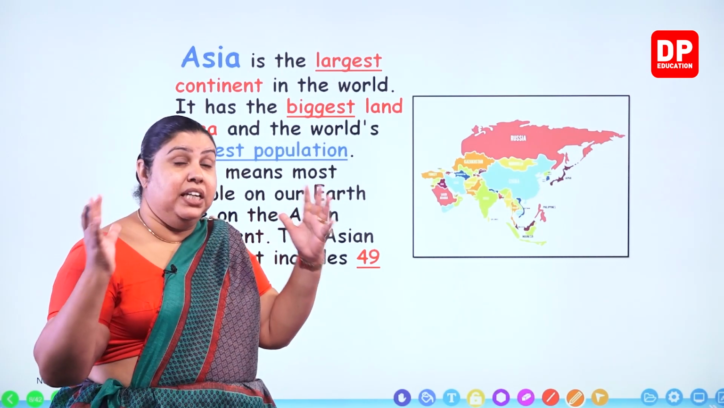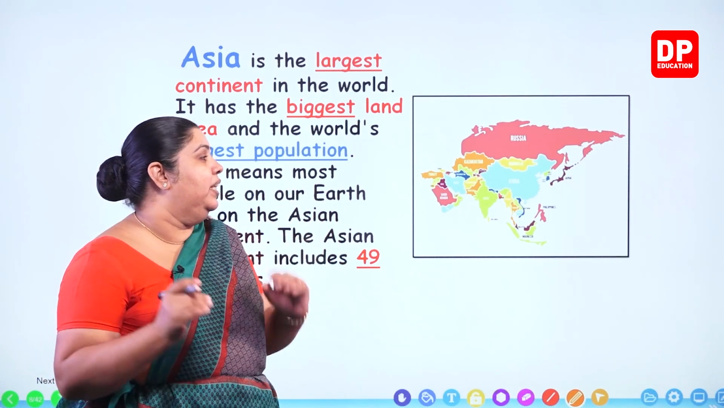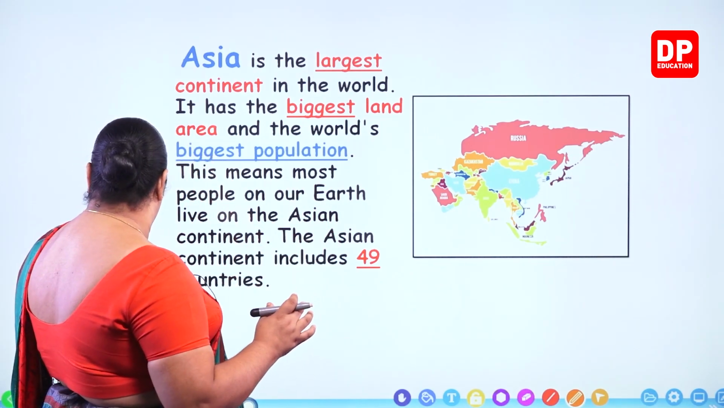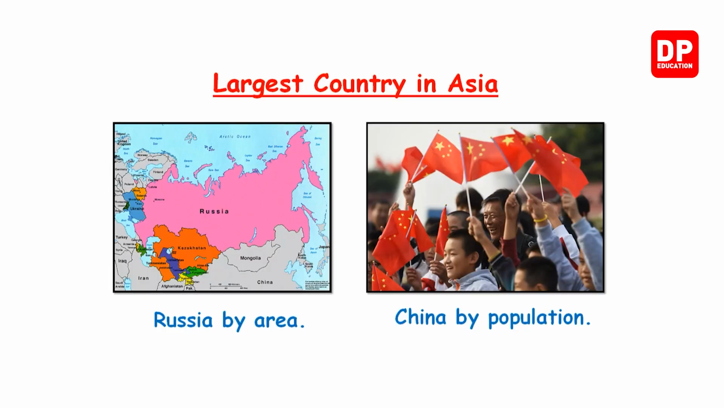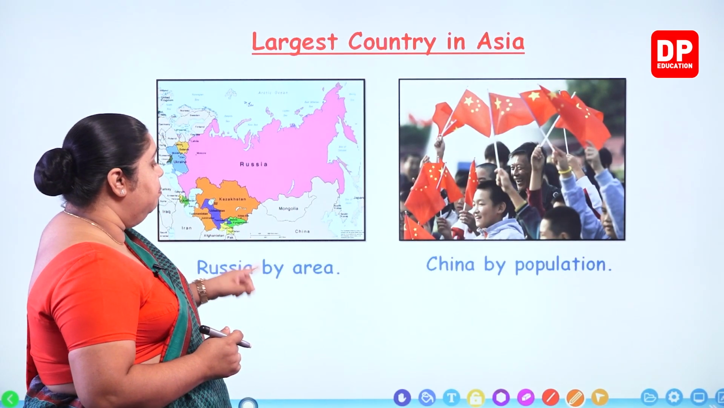So what is the biggest continent in the world? Asian continent. Asian continent is the biggest in the world. Right. Then the largest country in Asia. What is the largest country in Asia? There are two. Russia by area.